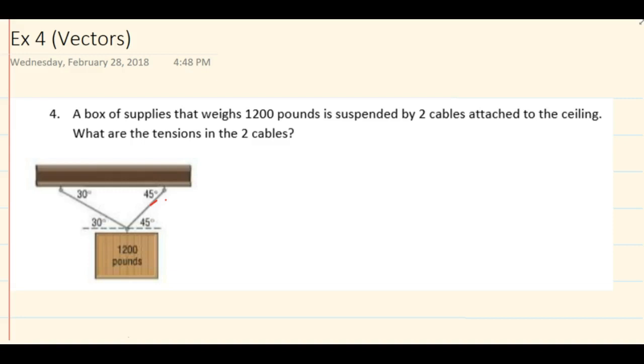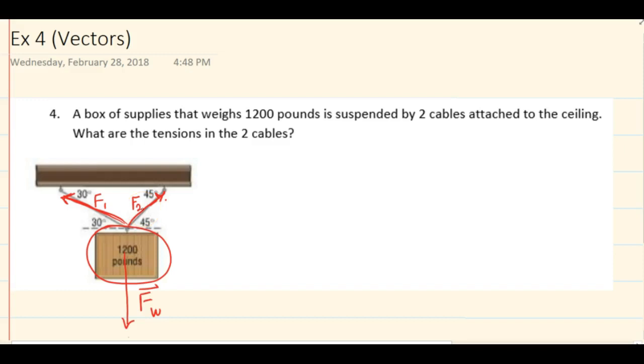So let's make sure we understand that what we have is a box that is creating a force straight down due to weight. So we'll call that FW for force due to weight. At the same time, since the box is not going down nor going up, then these 2 cables must be supplying some more force, or tension is what we call it, such that the box will stay in equilibrium or suspended. So our job is to find each of these forces. So we'll just call them F1 and F2.